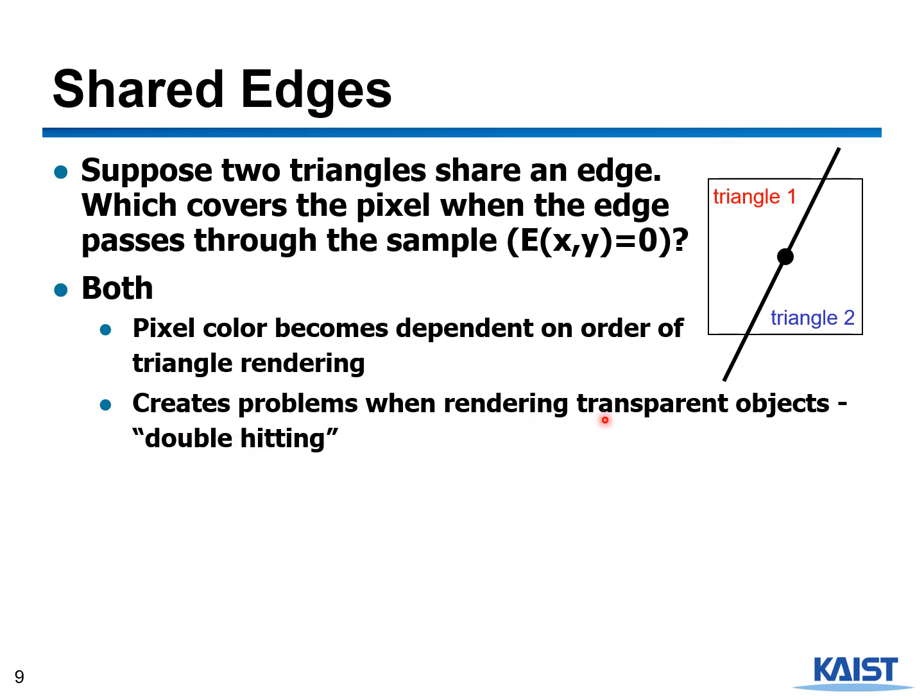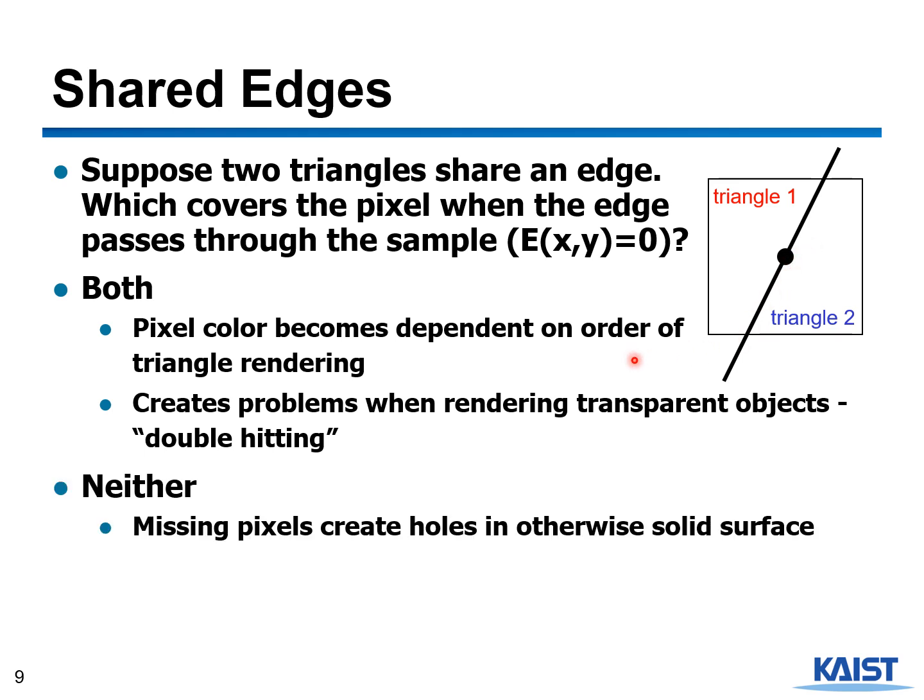Also, it creates a problem when rendering transparent objects, double hitting. Basically there are two triangles assigned to this pixel, and transparency comes with some sort of opacity value. Then if we render the two triangles together, the opacity keeps accumulating, and the appearance looks different. Also, if we do not render any of them, then obviously there will be a hole. Obviously, these are not good solutions. A better solution is why we need the tiebreaker. We need to assign either one of them to that pixel in a consistent way.